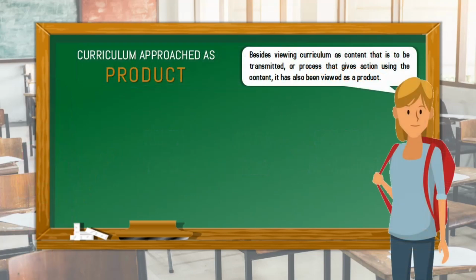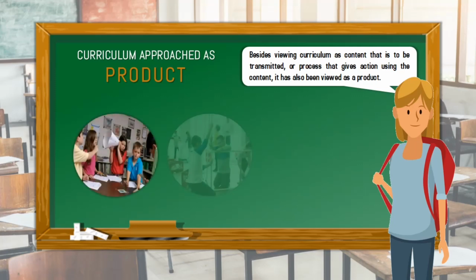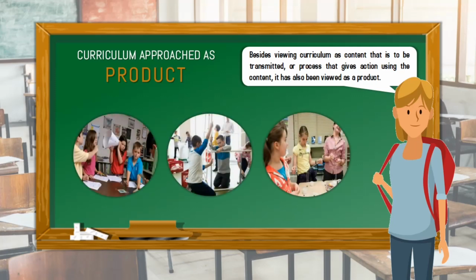Curriculum as a product is expressed in the form of outcomes, which are referred to as the achieved learning outcomes. All in all, these are a result of planning, content, and processes in the curriculum.